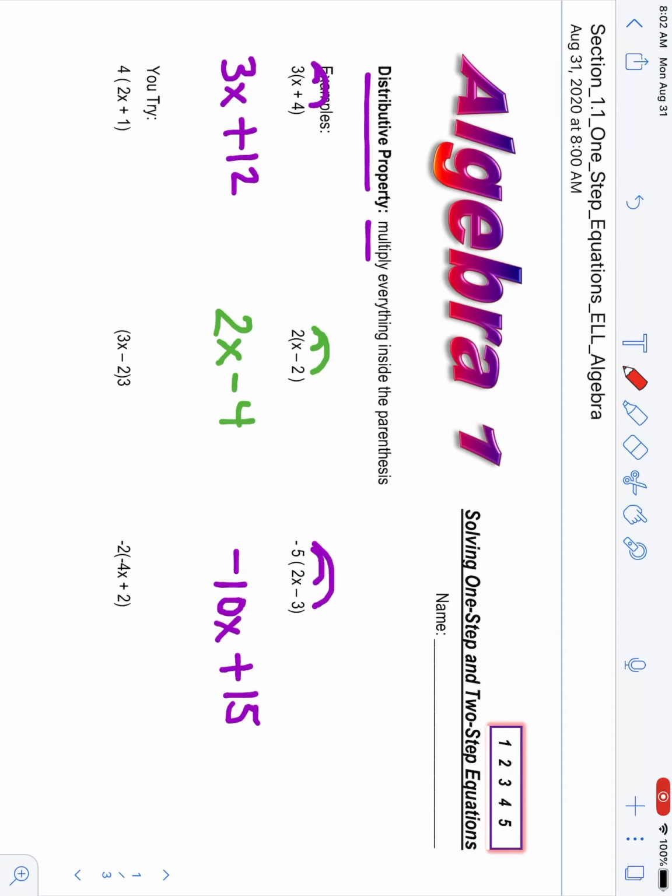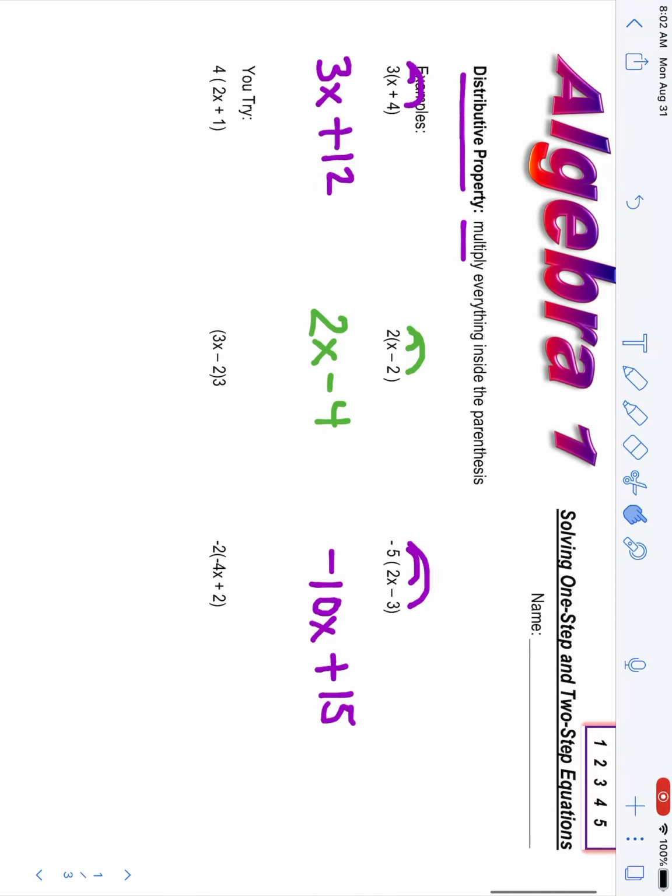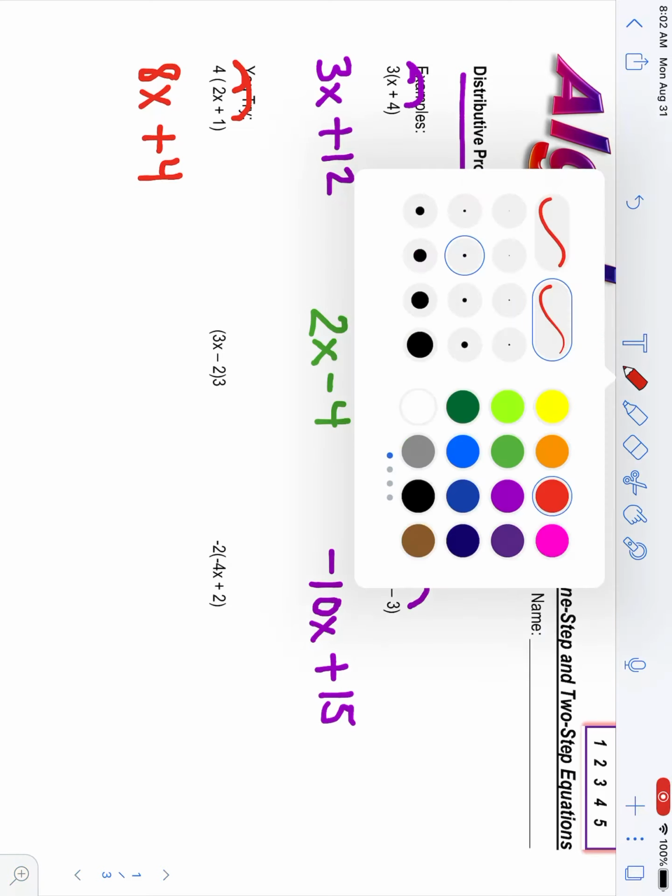All right, here's a couple for you to try. We'll give you a minute to try them before we go through them. All right, if you tried this first one, you did 4 times 2x gets 8x. 4 times 1 gives us positive 4. All right, you try the next one.